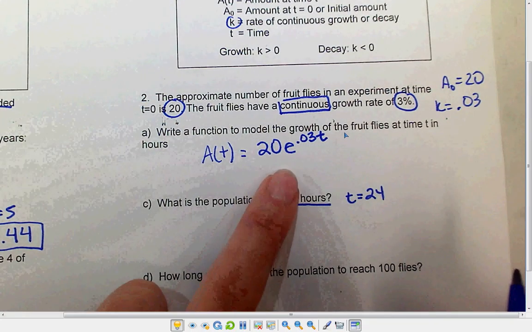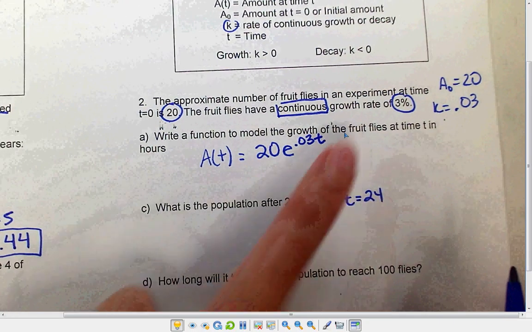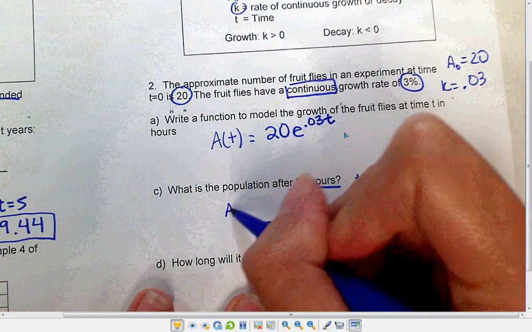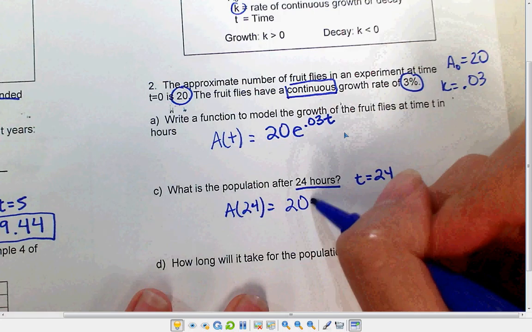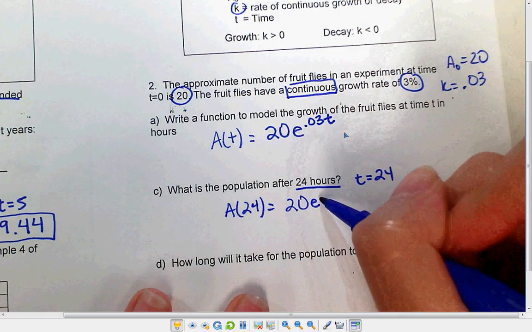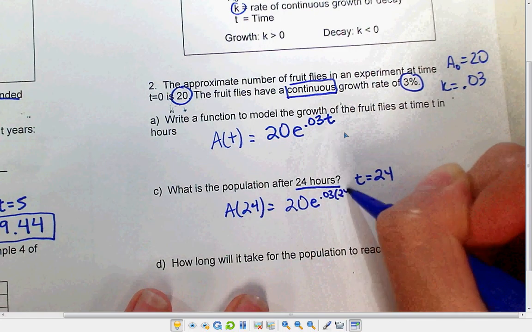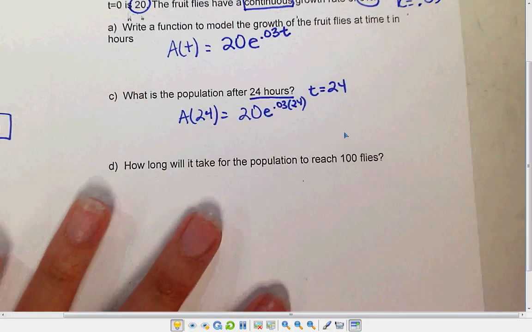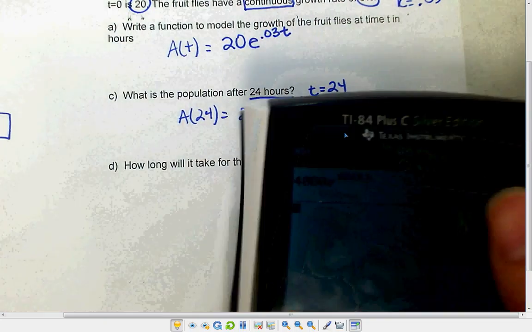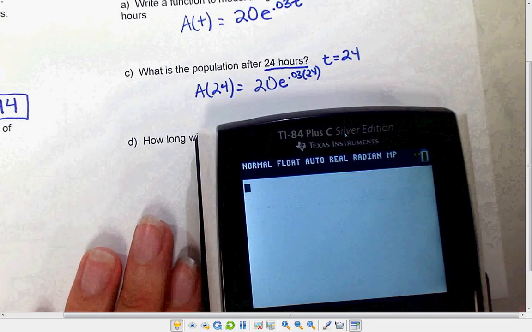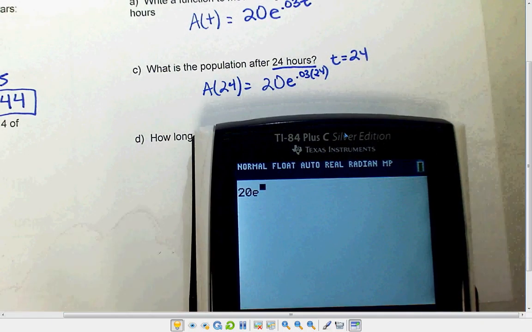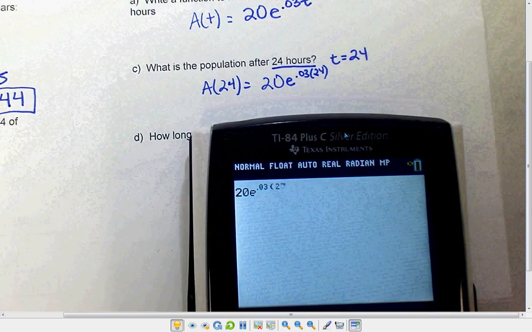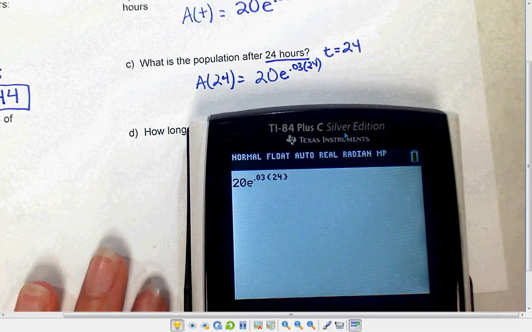And we're looking at this equation. So we're just going to plug in 24 into our time. So we have 20 e to the 0.03 times 24. And again, this is something that we can just type right into our calculator. So 20, second ln to get you e to the power of 0.03 times 24.